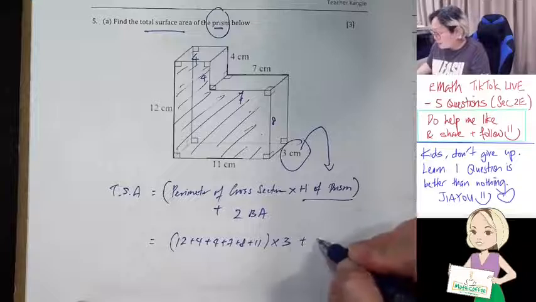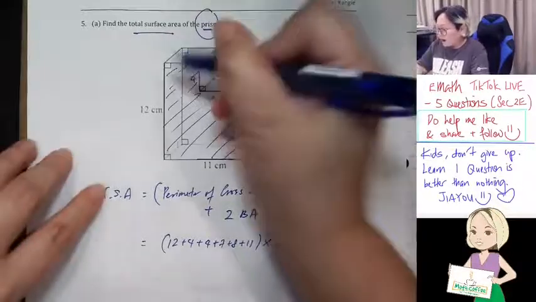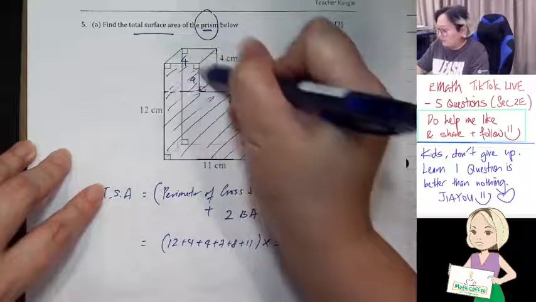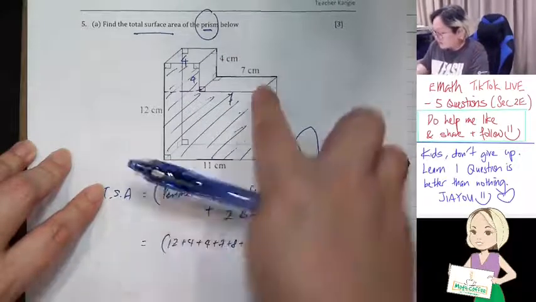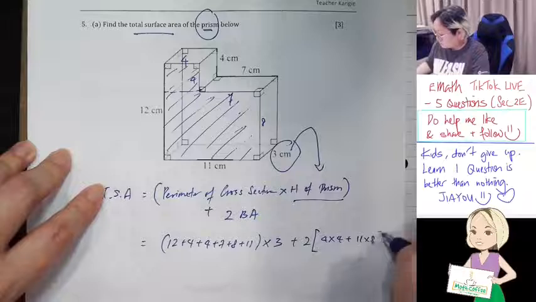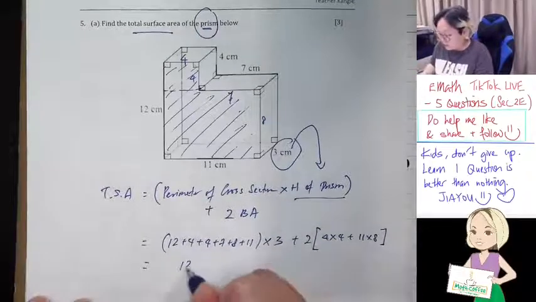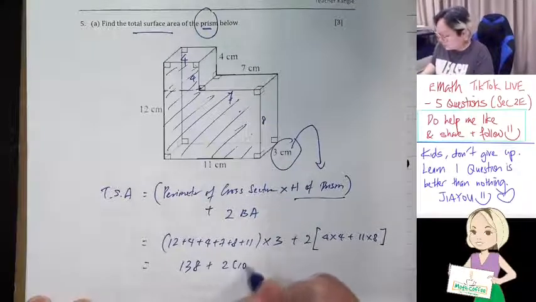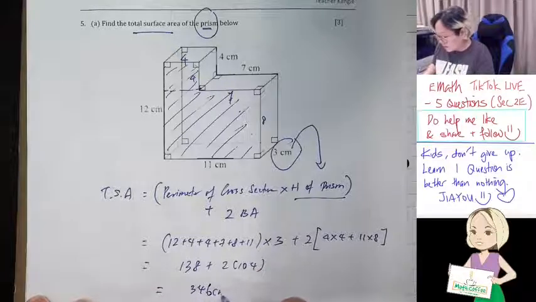Plus 2 base area. So now my 2 base area, what is my 2 base area? You have to cut this: 4 times 4 plus 11 times 8. Okay, so all together, you get 138 plus 2 times 104 equals 346 cm squared. Done.